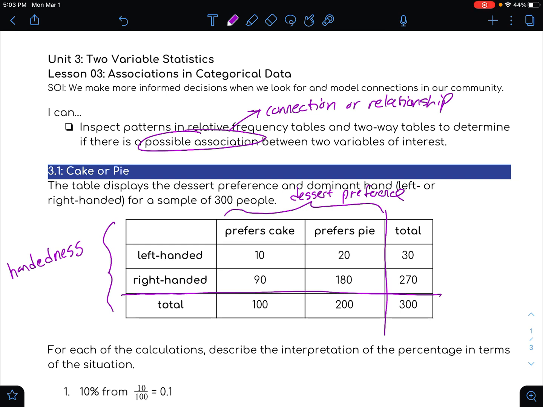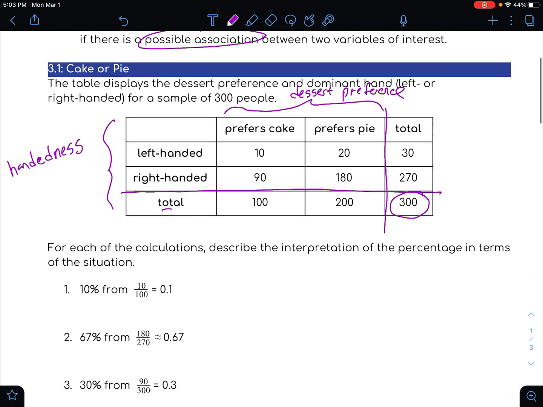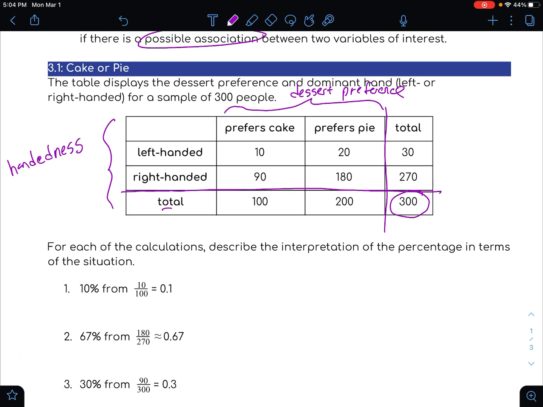And what's nice about this one is we have the totals already listed here. So there's that 300 in the bottom right. You'll notice that the rows and columns are going to eventually add up to 300 if you tally those up. And so let's look at the question. For each of the calculations, describe the interpretation of the percentage in terms of the situation. So let's look at that.